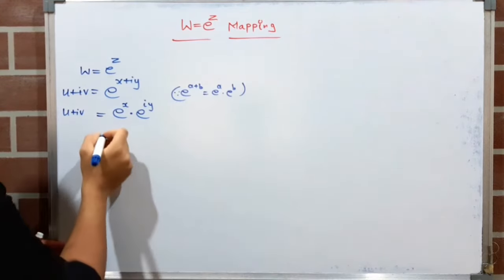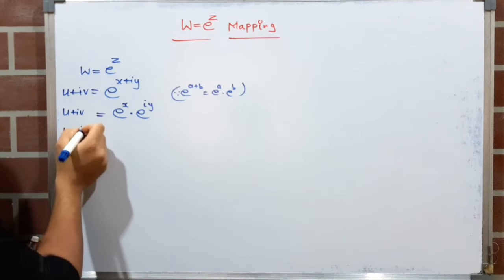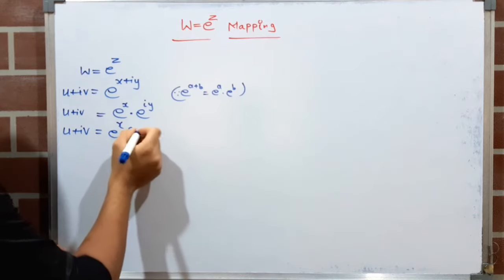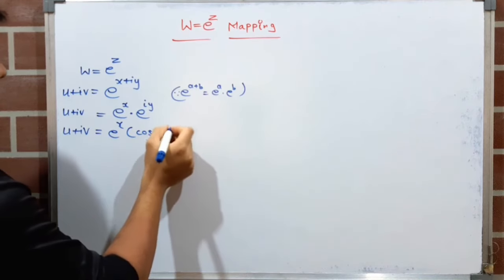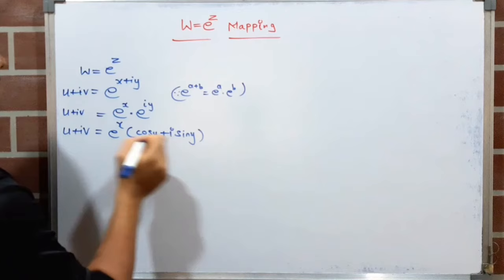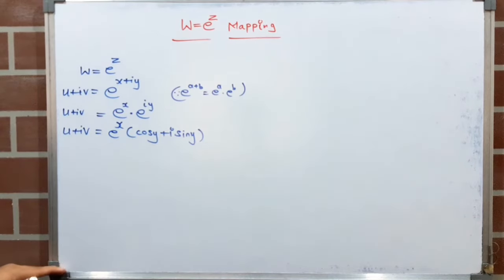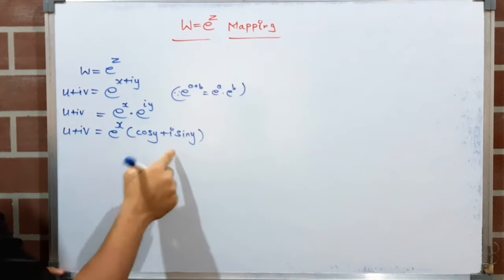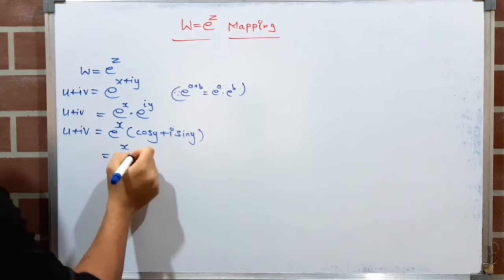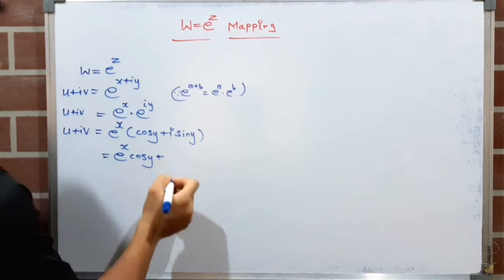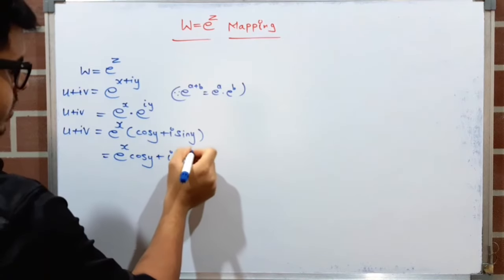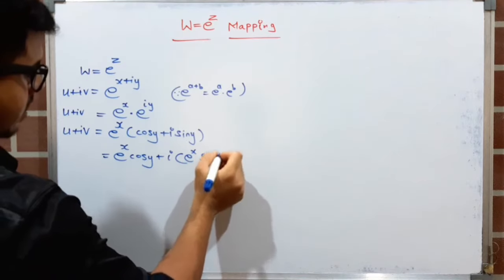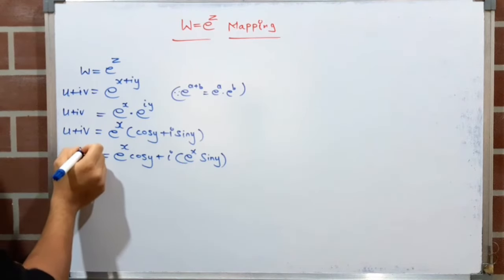Now what is e raised to iy? So e raised to iy can be written as cos y plus i into sin y. Now we will open this bracket. So this is e raised to x into cos y plus i into e raised to x into sin y. Okay, so this is u plus iv.